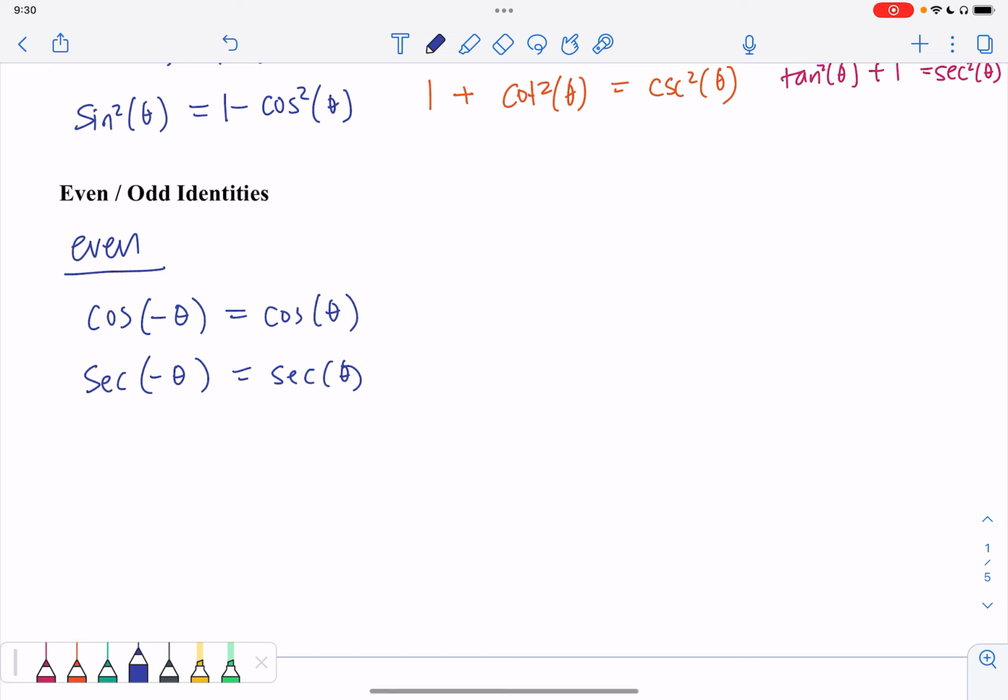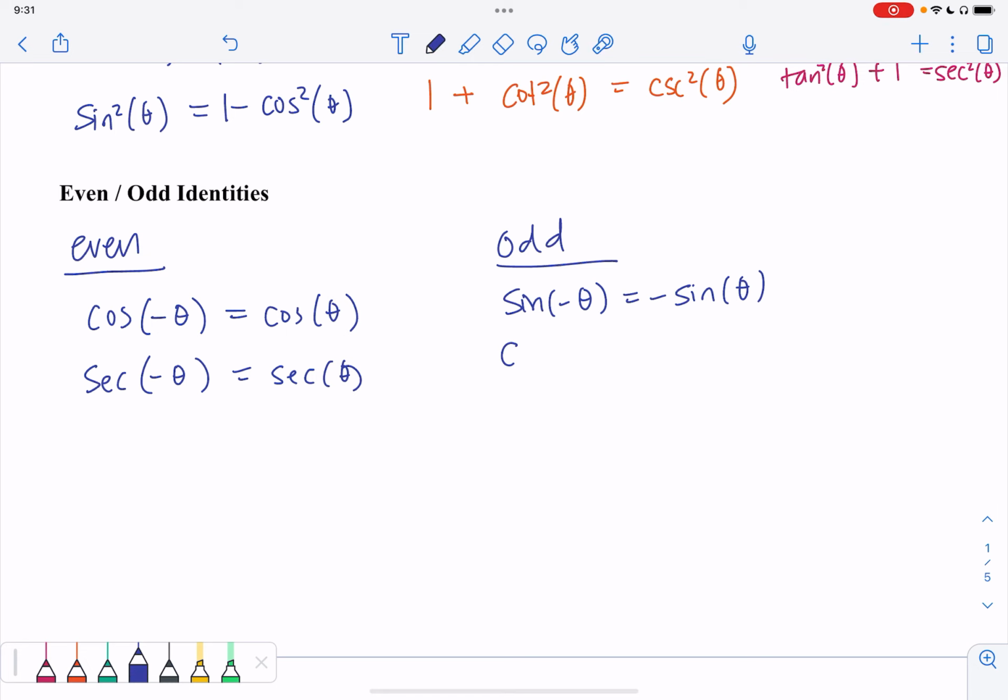And then the other 4 are odd functions. So we'll start with sine. Sine of negative theta is negative sine of theta. And so this can be helpful because if we have this negative angle inside here, I can rewrite it as a plain angle with the negative on the outside. So sometimes that comes in handy.